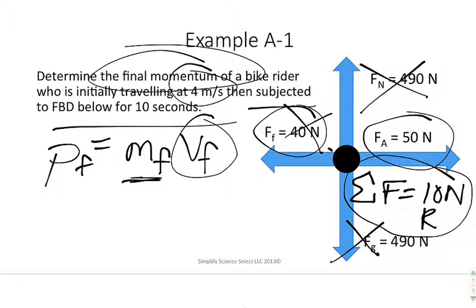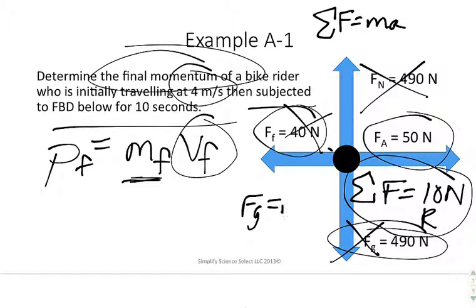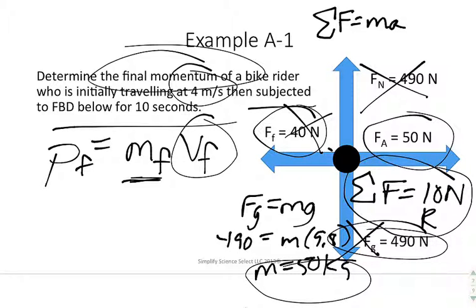Using the sum of the forces, I can calculate the acceleration of this particular object. I can say the sum of the forces is equal to the mass times the acceleration. In order to do this, I need to know the mass. Remember, weight is equal to mass times gravity. There's a lot of review going on in this particular example. If I have a weight of 490 and I'm on Earth where gravity is 9.8, then the mass is 50 kilograms.